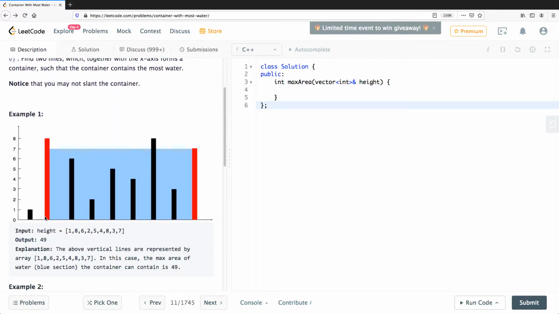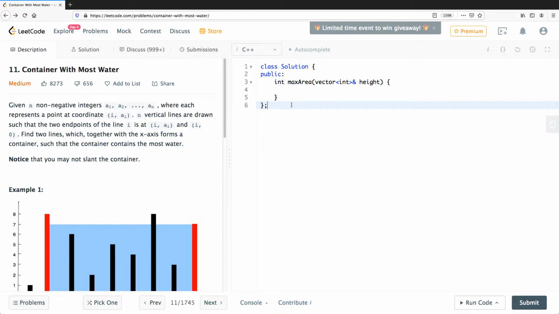So what approaches are possible here? Let's talk about that. What approaches, what algorithms can we take here?